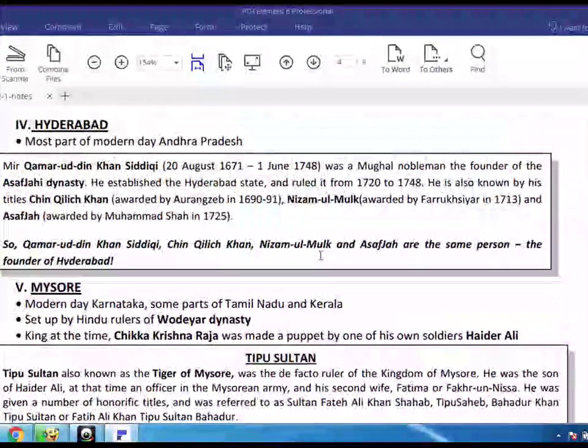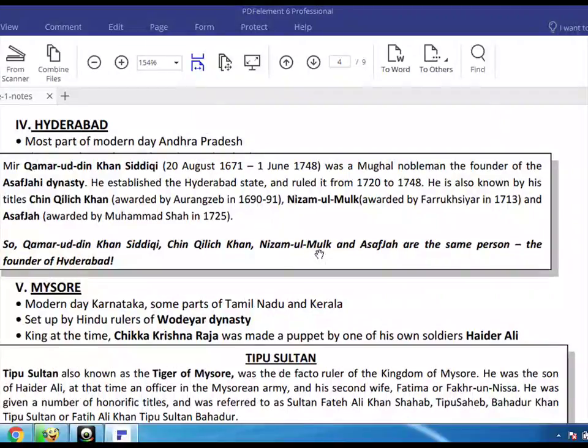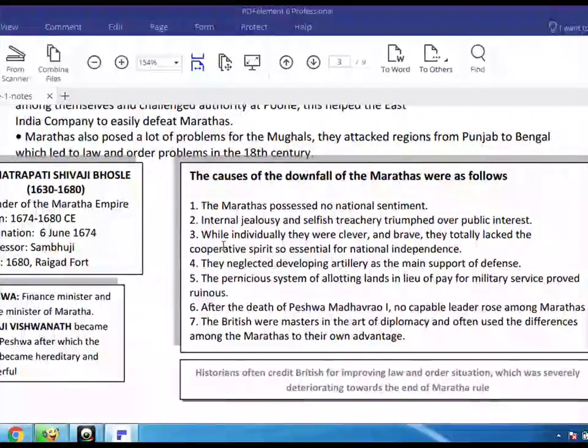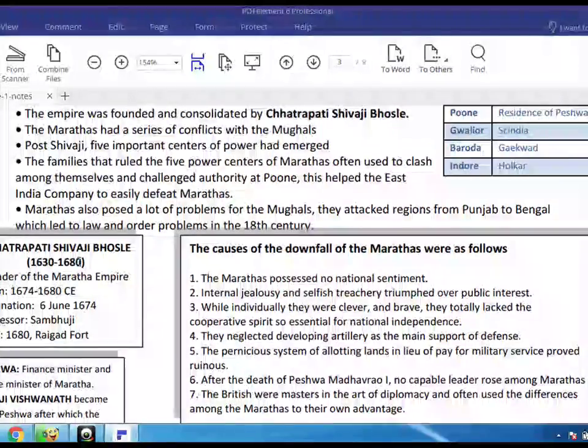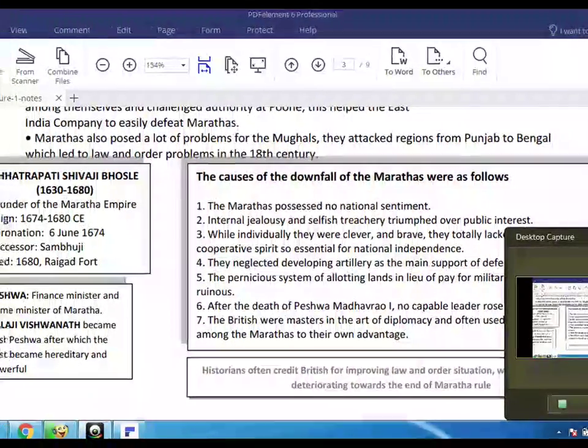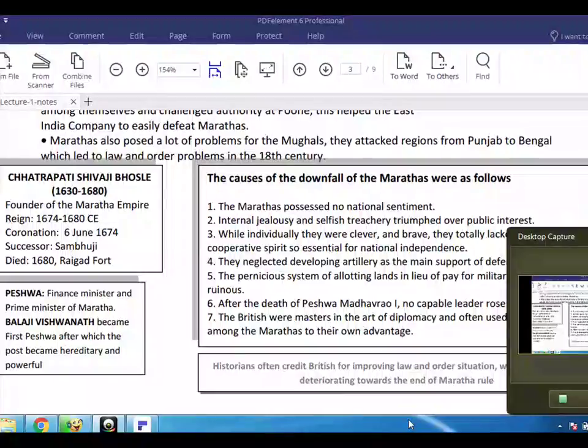Chhatrapati Shivaji Bhonsle, 1630-1680, founder of the Maratha Empire. Reign: 1674-1680 CE. Coronation: June 6, 1674. Successor: Sambhaji. Died: 1680, Raigad Fort. Peshwa: Finance Minister and Prime Minister of the Marathas.